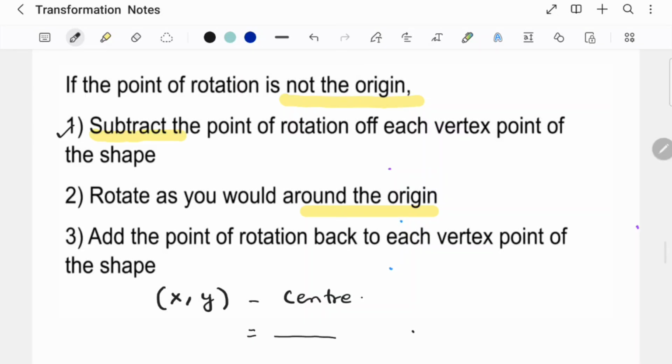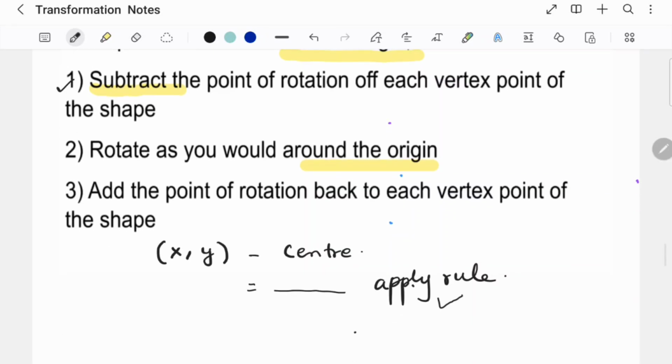Whatever the answer you are getting, then you apply the rule. For example, for 90 degree clockwise about any center, x, y will become y, minus x. Then whatever the answer you get after application of the rule, you just add the center to your answer. So, whatever the coordinate you have in your object, subtract the center, apply the rule, and add the center. Whatever answer you get is your final answer. Only you have to be careful.